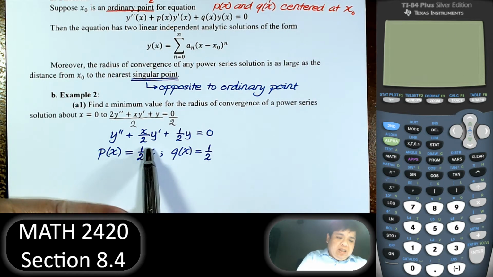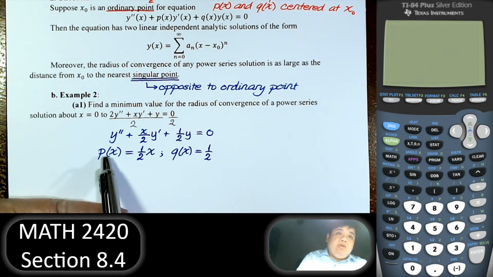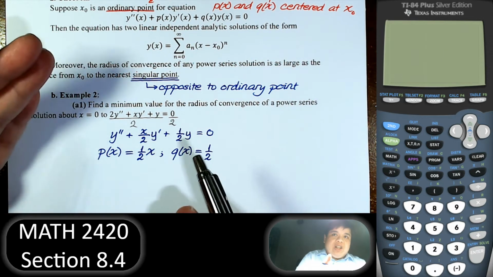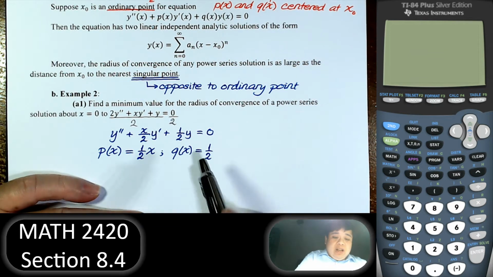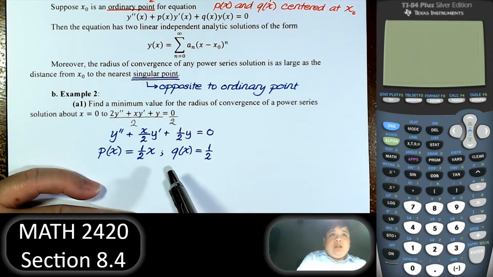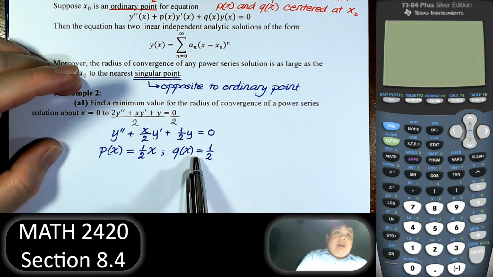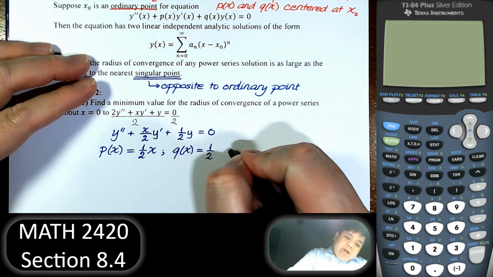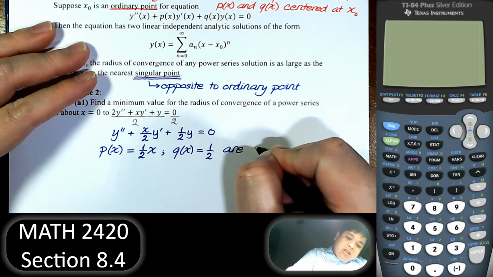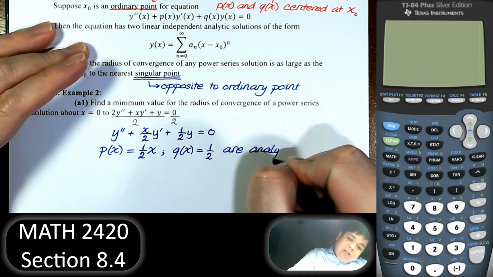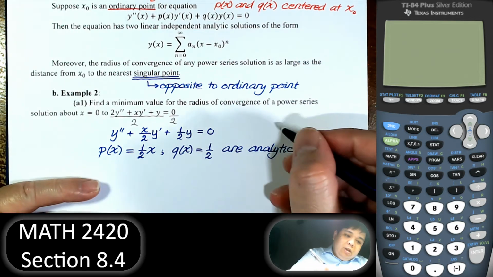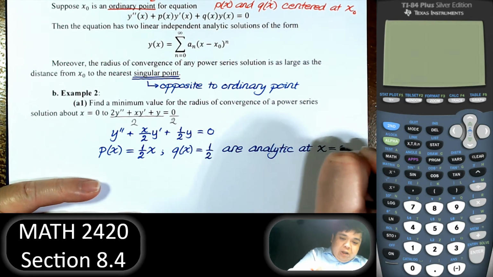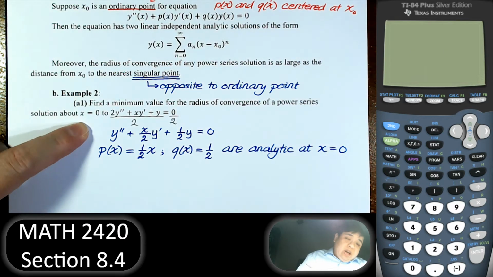By the way, the power series representation for p of x is 1/2 x. This is the power series. It's just one term, but it is still a power series. This is also a power series. Once again, it's just one term. But both of them are defined, or analytic, at x equal to 0. So we say p of x and q of x are analytic at x equal to 0. So x equal to 0 is an ordinary point.